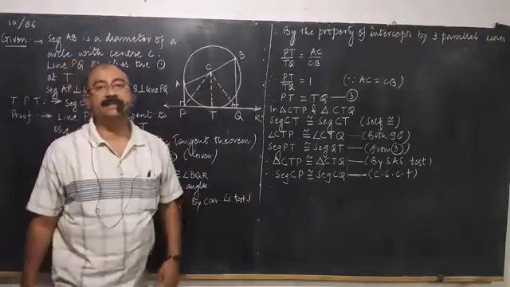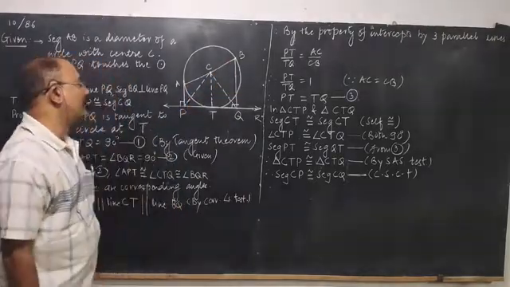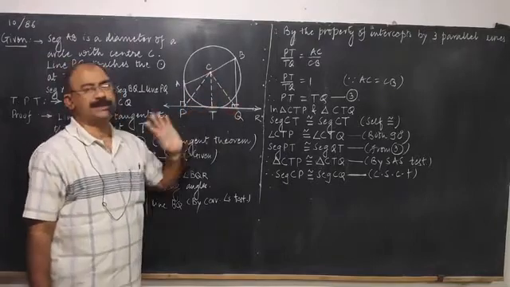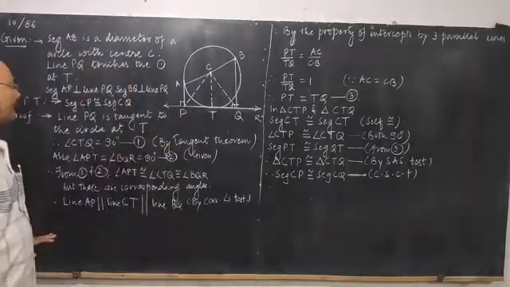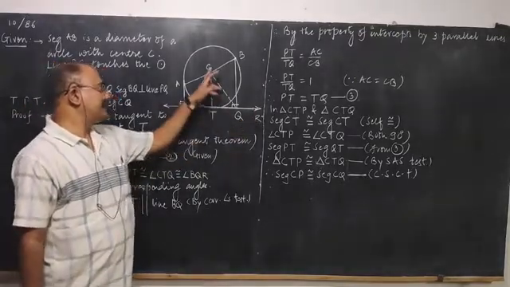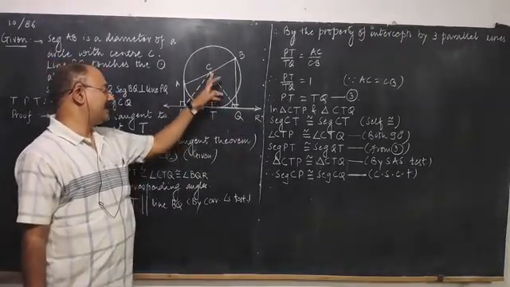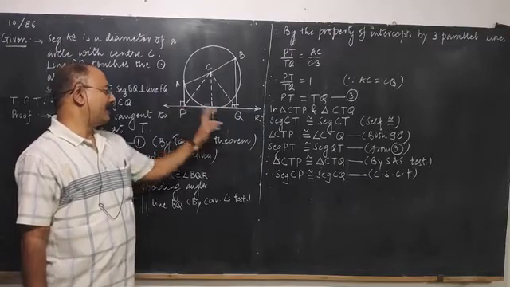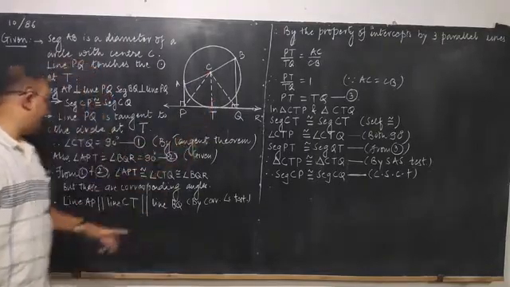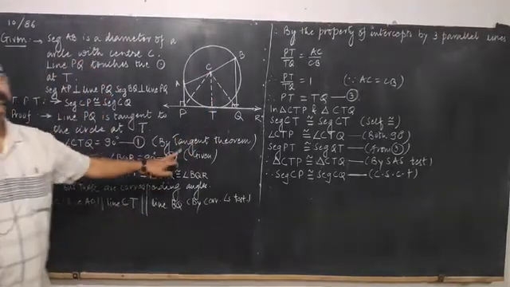Segment AB is the diameter of the circle. We have to prove that segment CP is congruent to segment CQ. The proof is very simple. Line PQ is a tangent to the circle at point T. Therefore, segment CT will be perpendicular to this line. In other words, angle CTQ will be a right angle. We have written this by the tangent theorem.